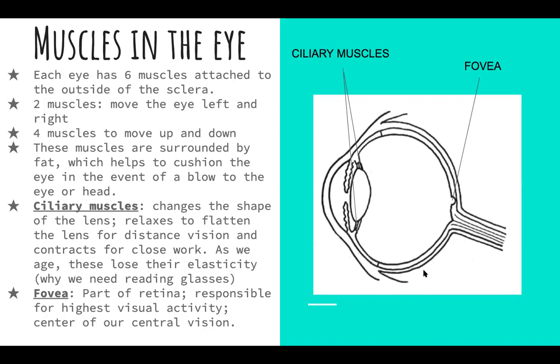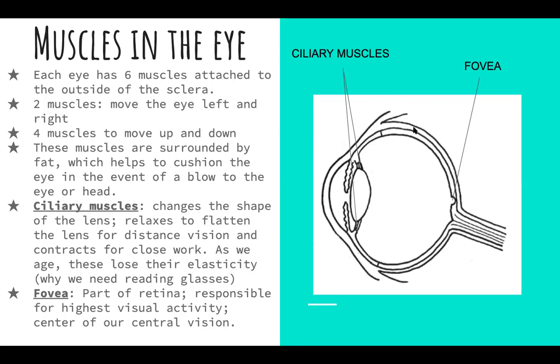2 muscles are used for when your eye goes left and right, and then 4 of your muscles are used when your eye goes up and down. Those muscles are surrounded by fat, which helps to cushion the eye in the event of a blow to the eye or the head. The ciliary muscles change the shape of the lens.